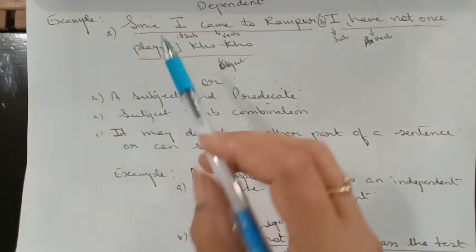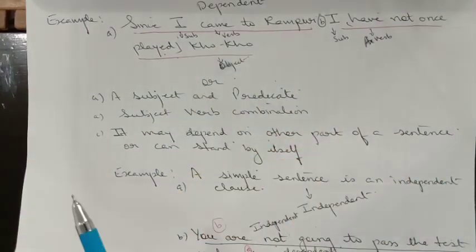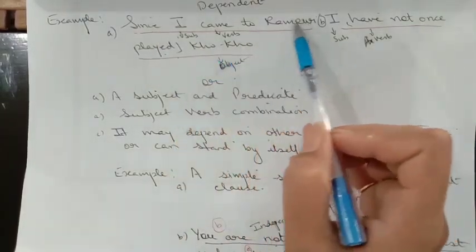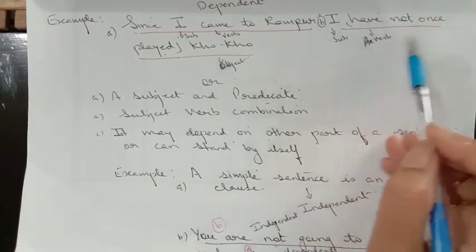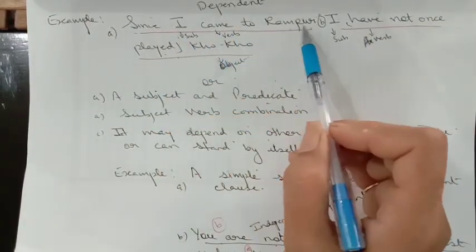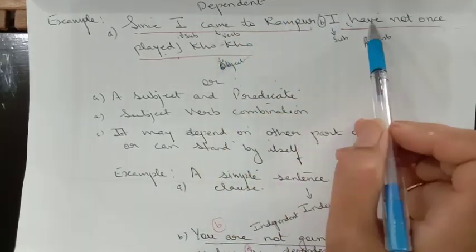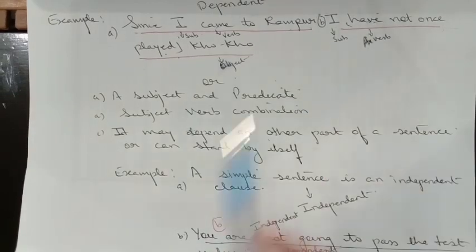Now, see here. Since I came to Rampur, I have not once played Kho-Kho. So, since I came to Rampur, I have not played Kho-Kho. So, this is your independent clause. And the first part, since I came to Rampur, is a dependent clause because this sentence depends on the second part. Okay.